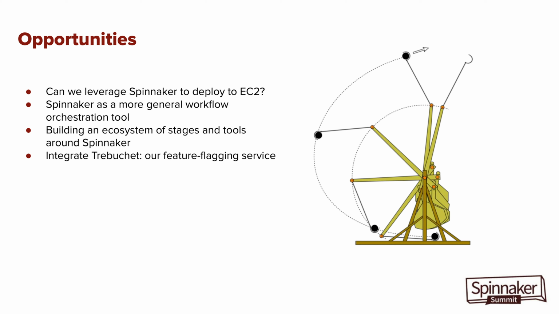We have some long tail services in EC2 that might not run on Kubernetes, like Monorail. So maybe we can leverage Spinnaker to deploy to EC2, but we'll have to change our mutable infrastructure to immutable infrastructure. So that's a more long tail endeavor. We want to use Spinnaker as a more general workflow orchestration tool. Things like database migrations, all of these jobs that we orchestrate. Spinnaker might be a good fit for that.